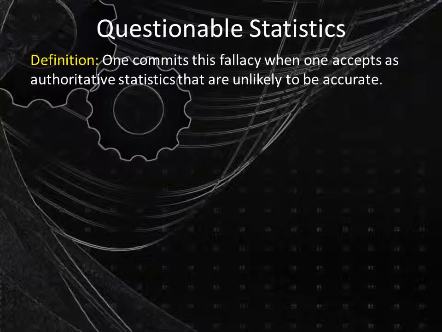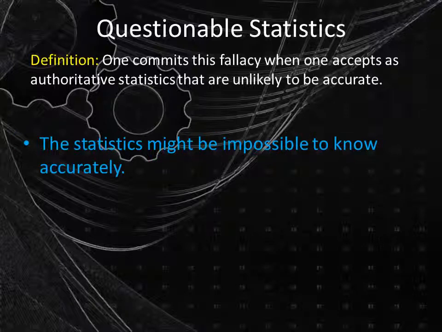Questionable statistics. One can fall for questionable statistics when one accepts as authoritative statistics that are unlikely to be accurate. These statistics might be flawed for numerous reasons, just some of which are as follows. Statistics might be impossible to know, or to know with the accuracy implied.